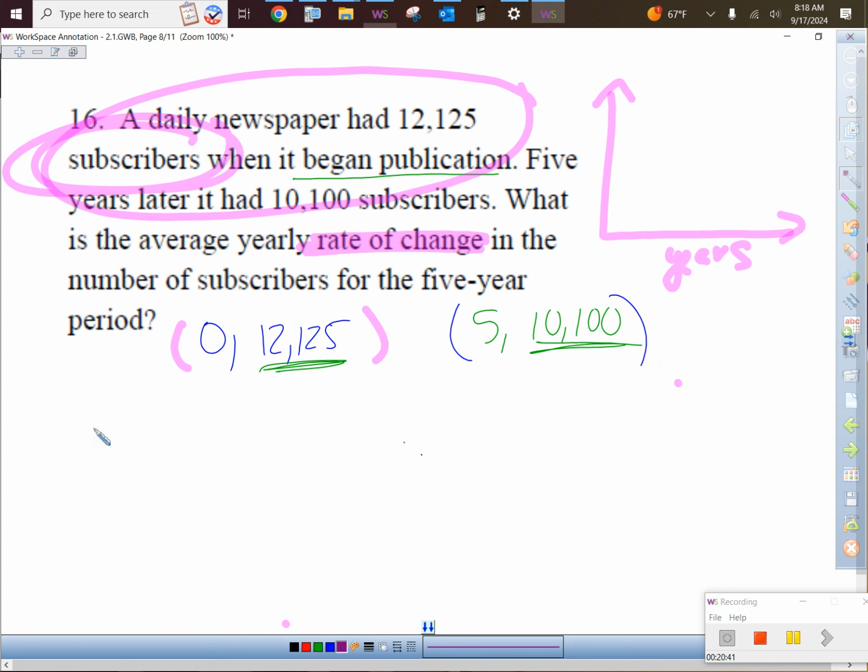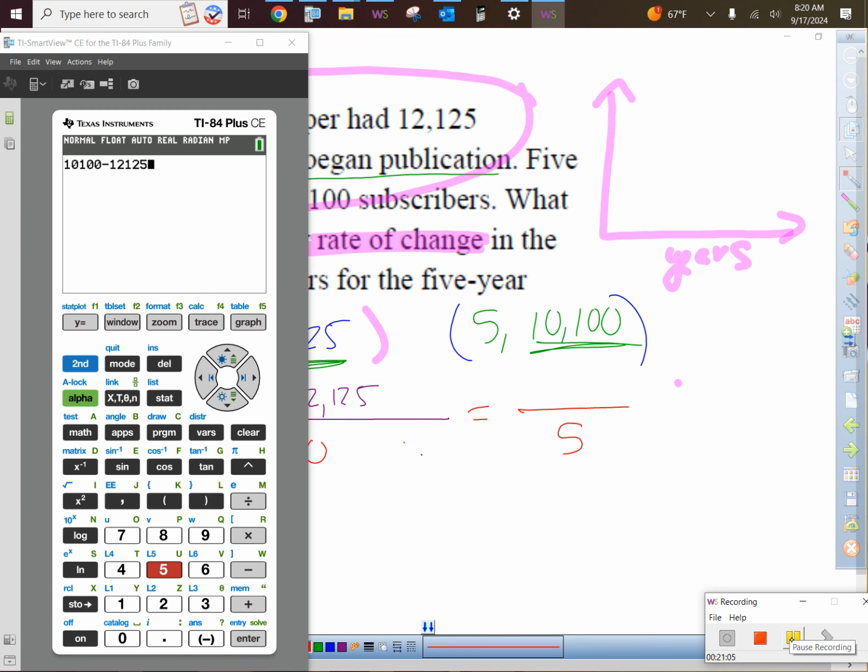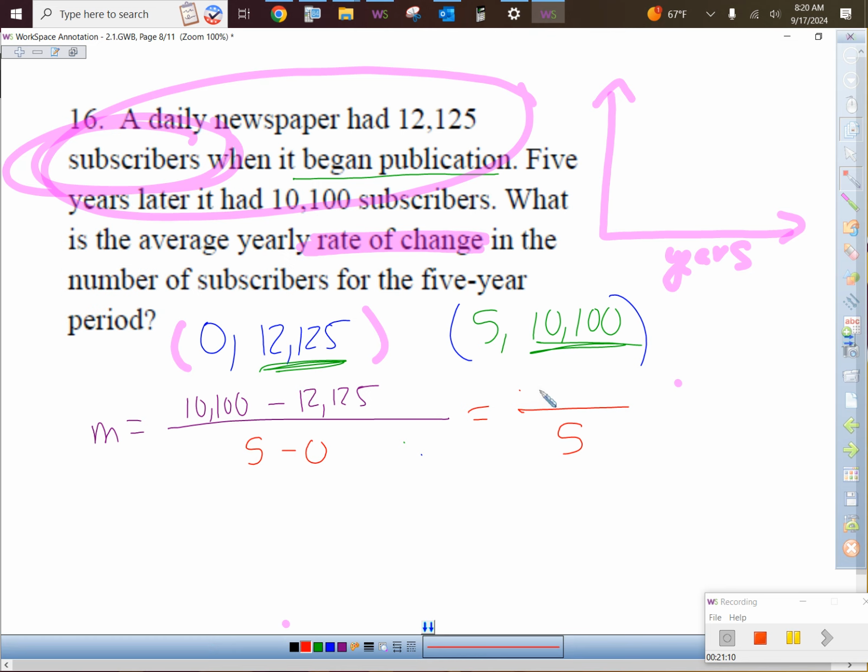So we will do it the same way. We will do m equals y2, which is 10,100, take away 12,125, and that will be divided by 5 minus 0. Grab ye old calculator to do the numerator for me. I got the denominator for you. The denominator is going to turn out to be 5. But I'll let you take those two numbers minus each other. Punching those in, I got a negative 2,025.